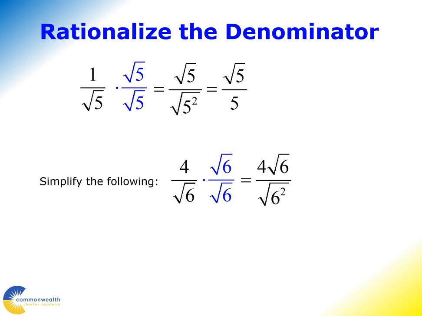So on top, I'm going to have 4 times the square root of 6. On the bottom, I'm going to have the square root of 6 squared. Now, the square root of 6 squared on the bottom does become a 6. Now, some students make the mistake of thinking that they're done here. Remember, whenever you're simplifying, you have to simplify completely.